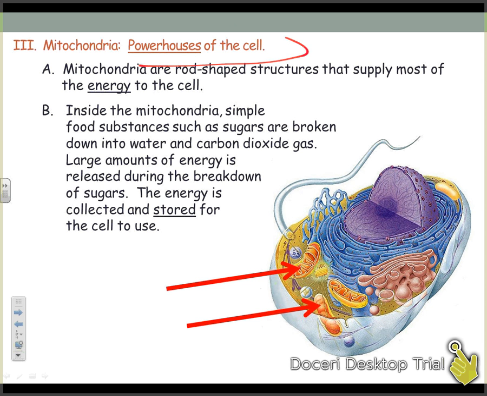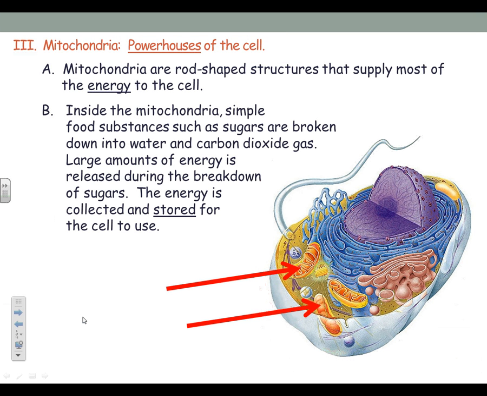The next structure we have is what we call the mitochondria. Mitochondria, they are the powerhouses of the cell. It's these little jelly bean looking structures right here. Those guys are responsible for supplying the cell with energy, and helping the cell to carry out all of its functions and its processes. So the mitochondria, the powerhouse or the energy provider for the cell.